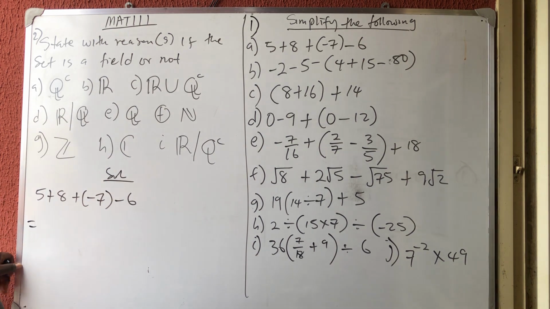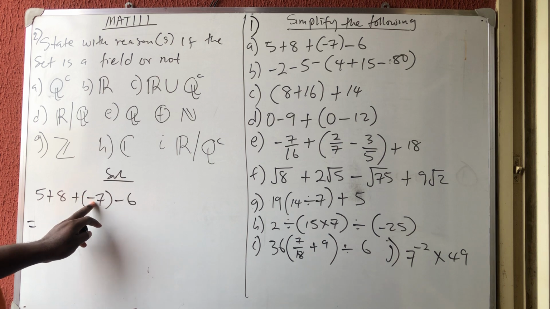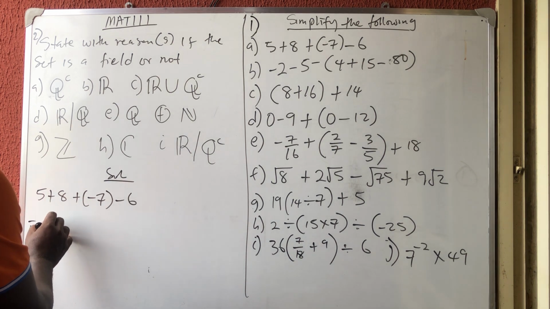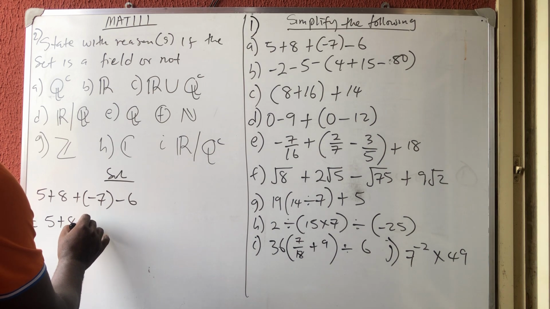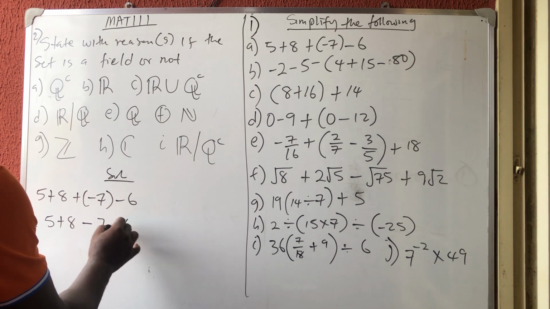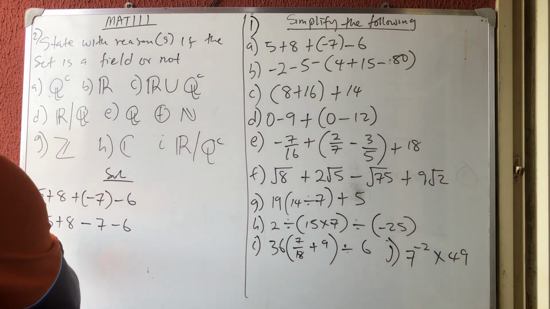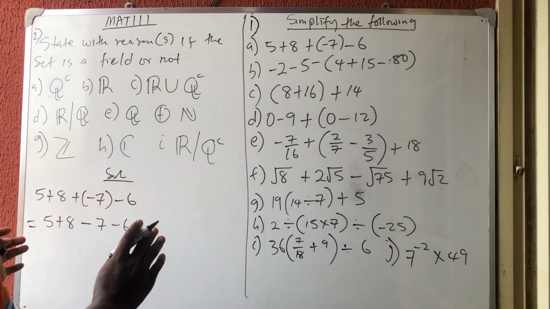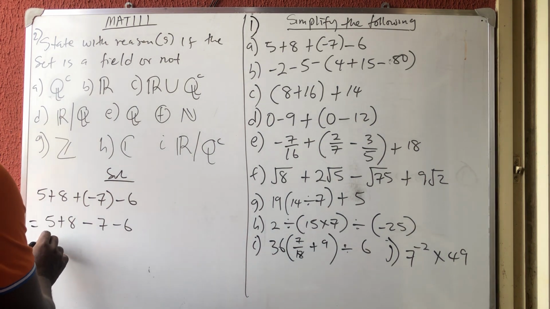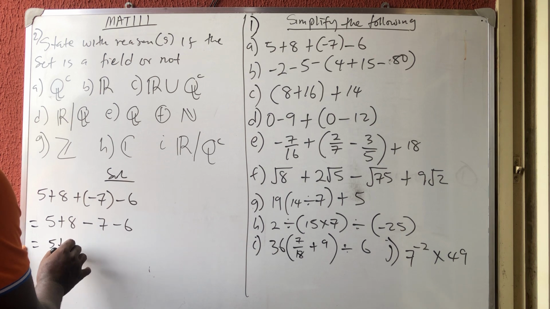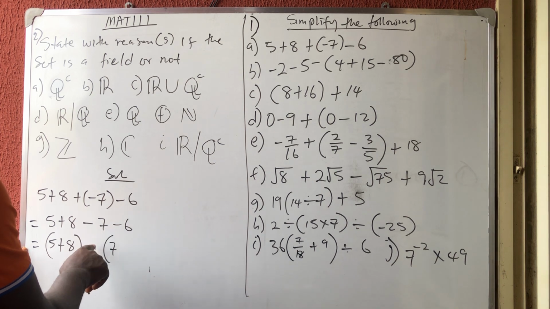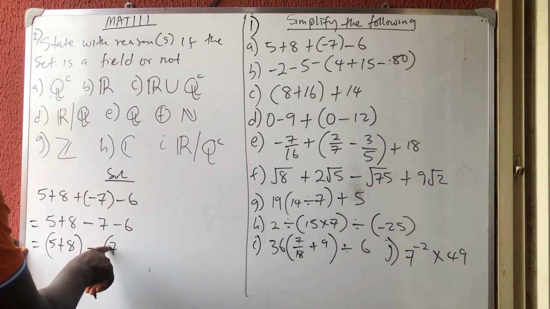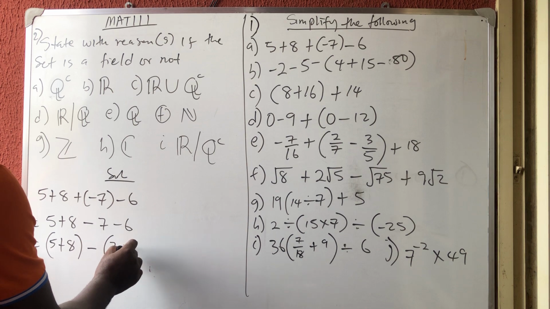Now first of all, let us clear the bracket. Plus minus is minus, so this is 5 plus 8 minus 7 minus 6. You can just press it directly and get your answer, or you separate them. You can separate them by saying 5 plus 8 together, minus, and if you bring out minus here, I'm having 7. Minus minus is plus, that's why I have plus 7. Minus minus again plus 6.